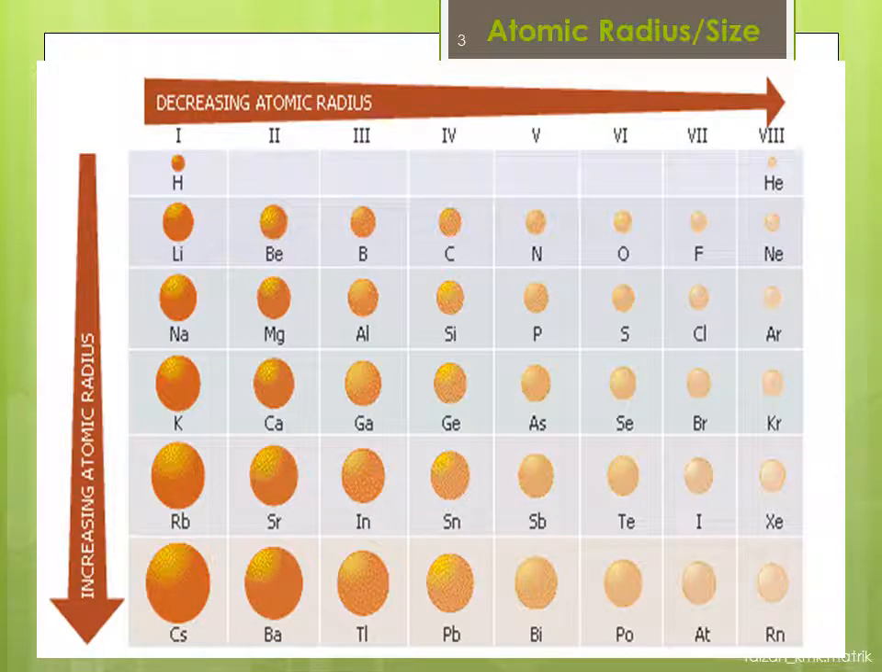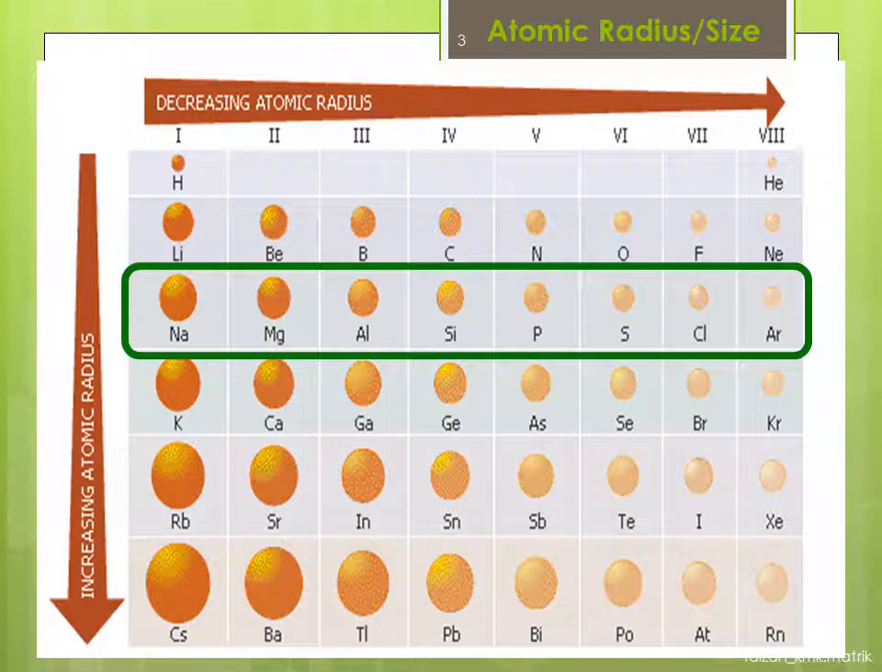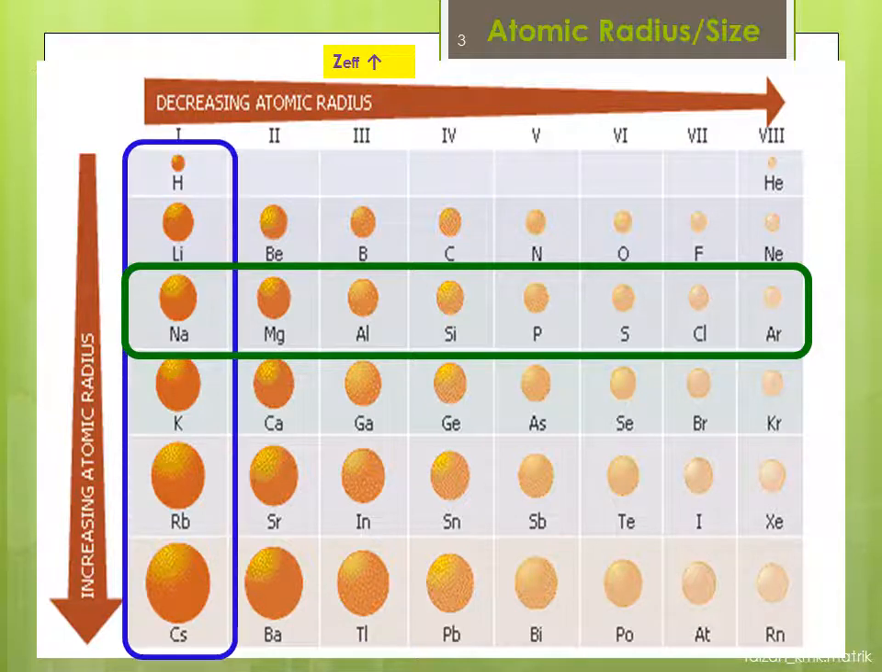Before this, we have learned about the trend of atomic radius in periodic table. Remember, across period from left to right, the atomic radius decreases. In other words, the size of atoms are getting smaller. This is due to increase in effective nuclear charge ZF. Down the group from top to bottom, the atomic radius increases. In other words, the size of atoms are getting bigger. This is due to greater shielding effect.